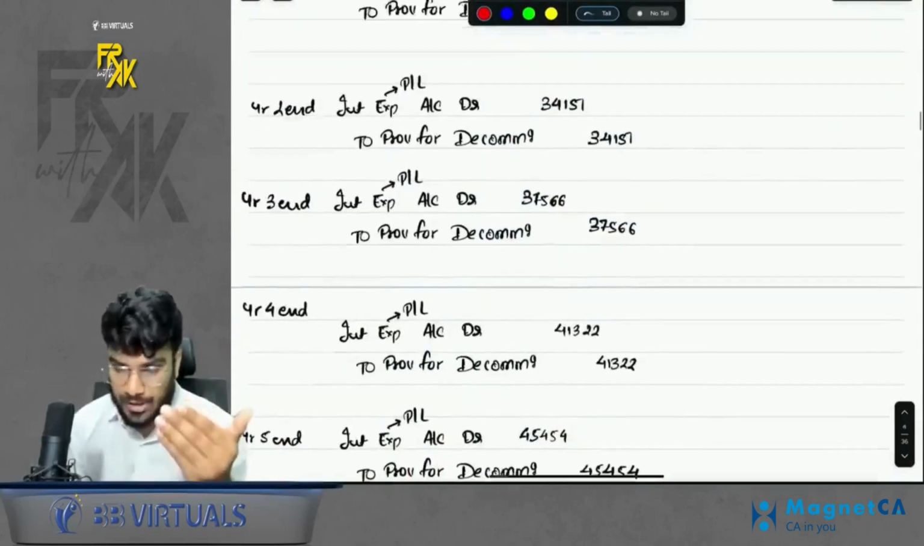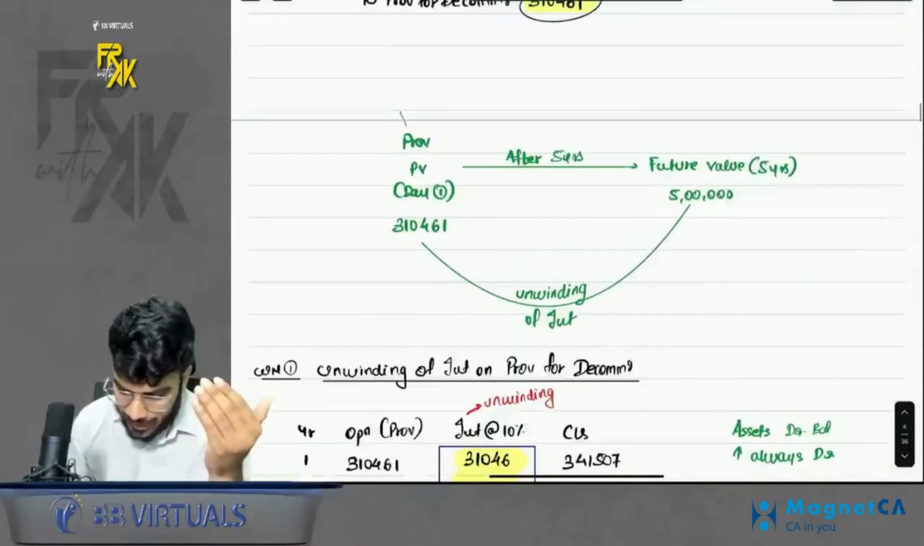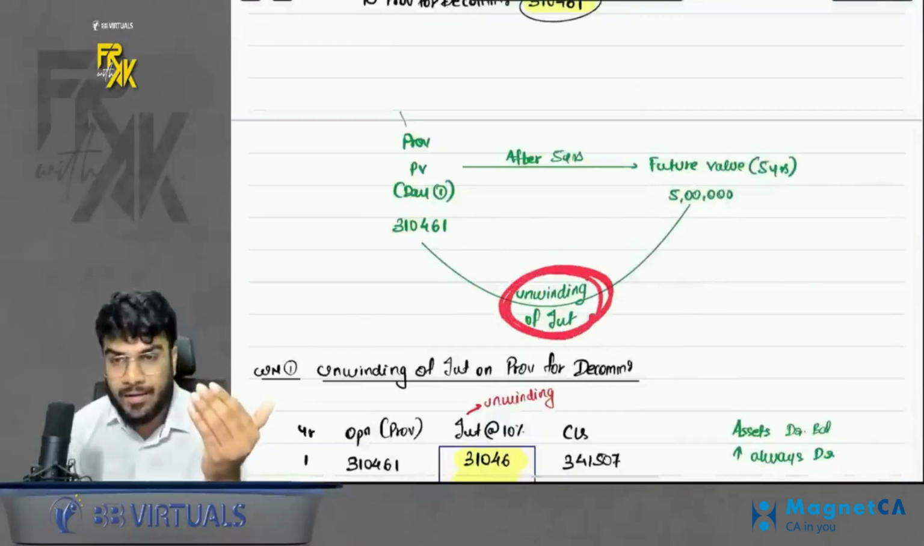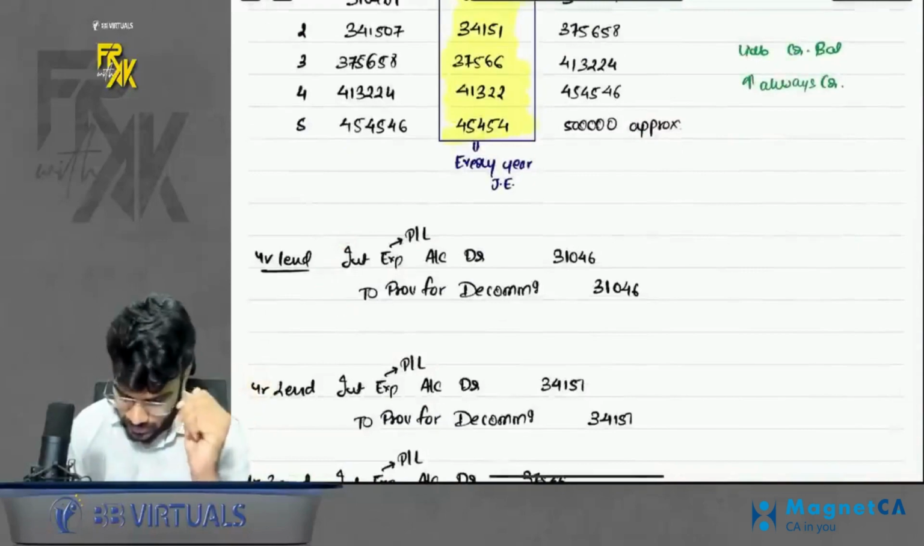Acha, also one more thing before discussing this, in case of decommissioning, we will add it at present value, but at each year end, we also need to do unwinding. Do you remember this? The entry for unwinding will be interest to provision. Please remember. Just forgot to discuss that.